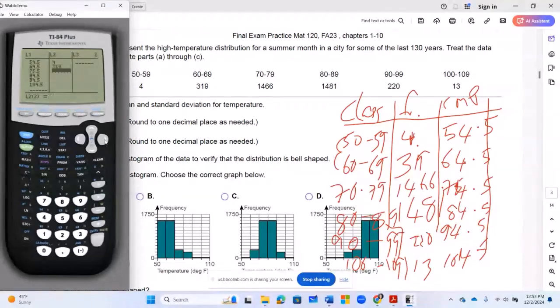319 is the second one. 1466 is the third one. 1461 is the fourth one. 220 is the fifth one. 13 is the sixth one.